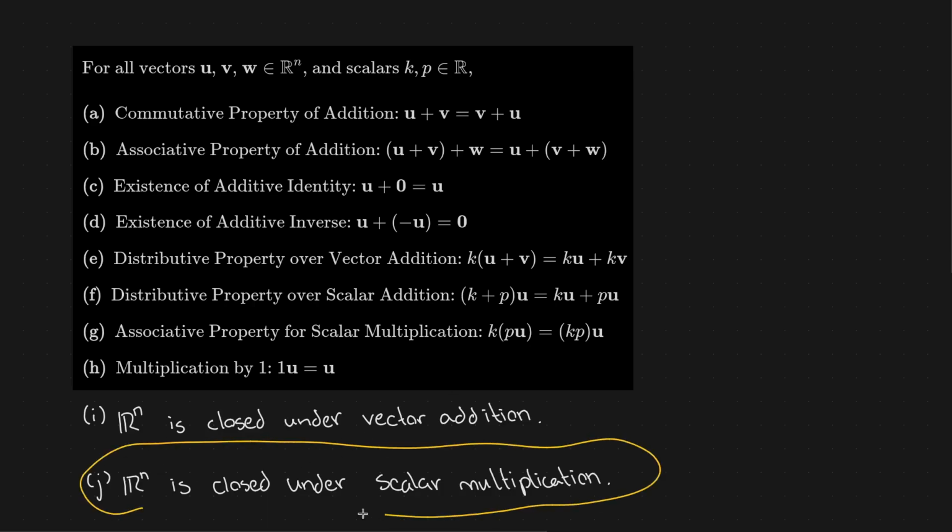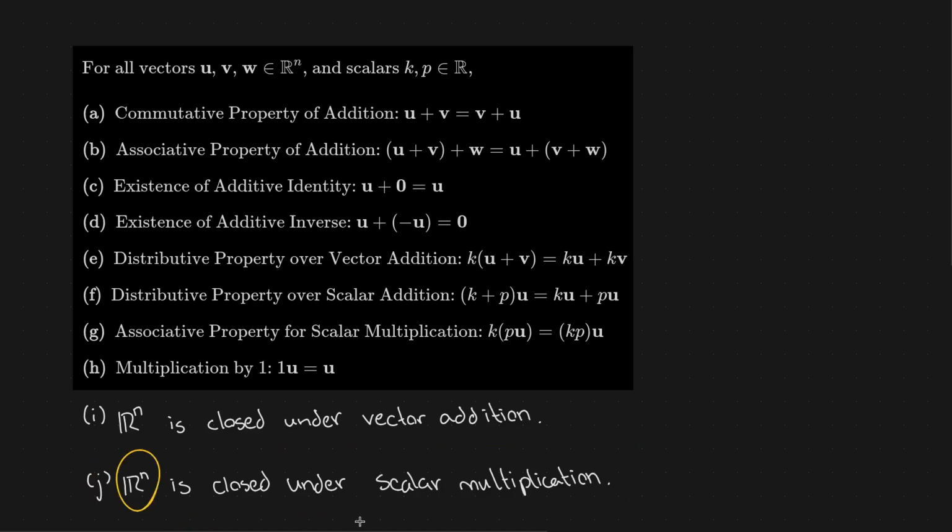Similarly, Rn is closed under scalar multiplication. If I have an n-dimensional vector and I multiply it by a scalar, any real numbered scalar, then the result will still be an n-dimensional vector with real numbers. It will still be in this set. And so it's closed under scalar multiplication. Okay? We say a set that has all of these properties is a vector space.